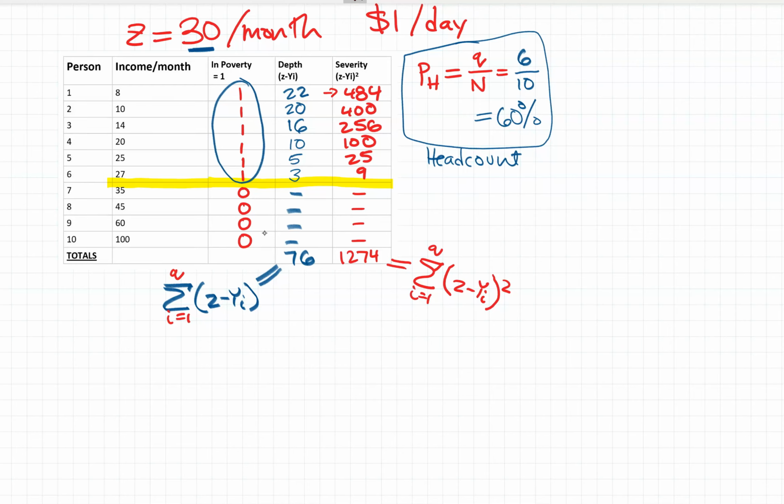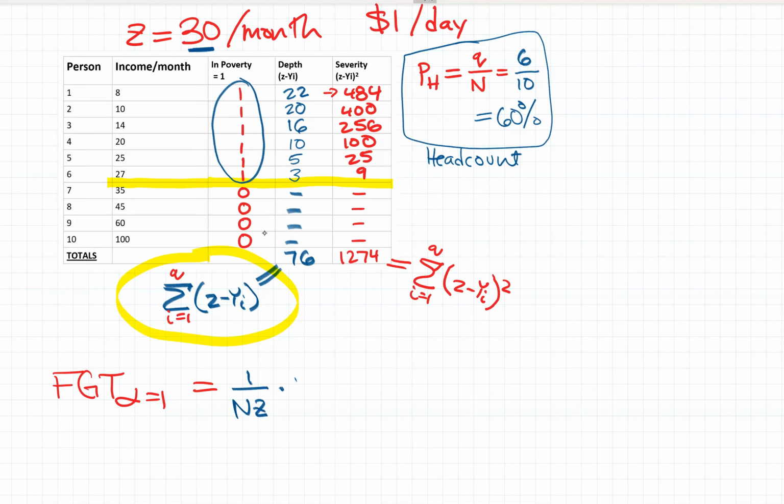So for the first one, the one about depth or average poverty gap, we already have most of the information right here. The only thing we need to add to that was the 1 over n times z. So let's go ahead and do that. So we got 1 over n times z times this thing, but we already know this thing because we already have it right there.